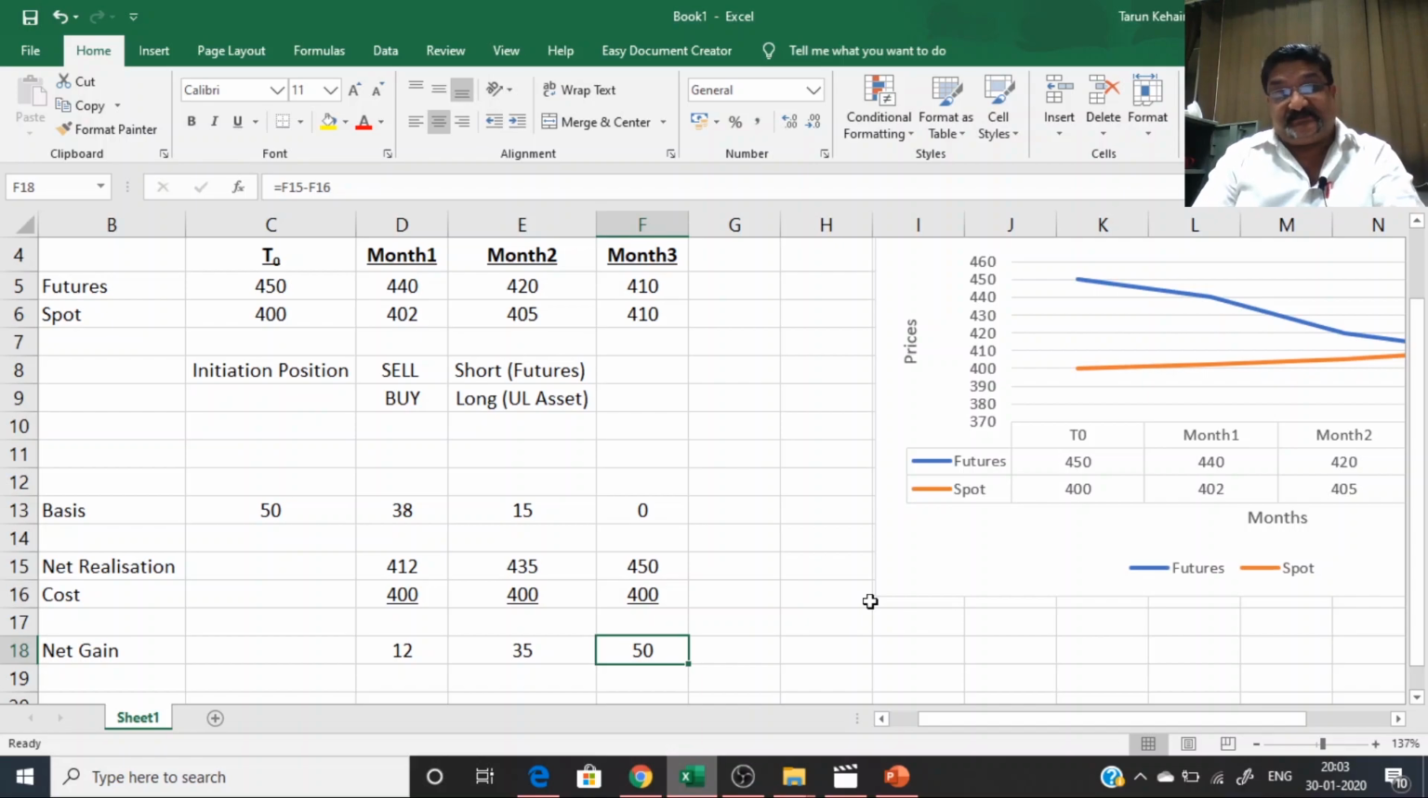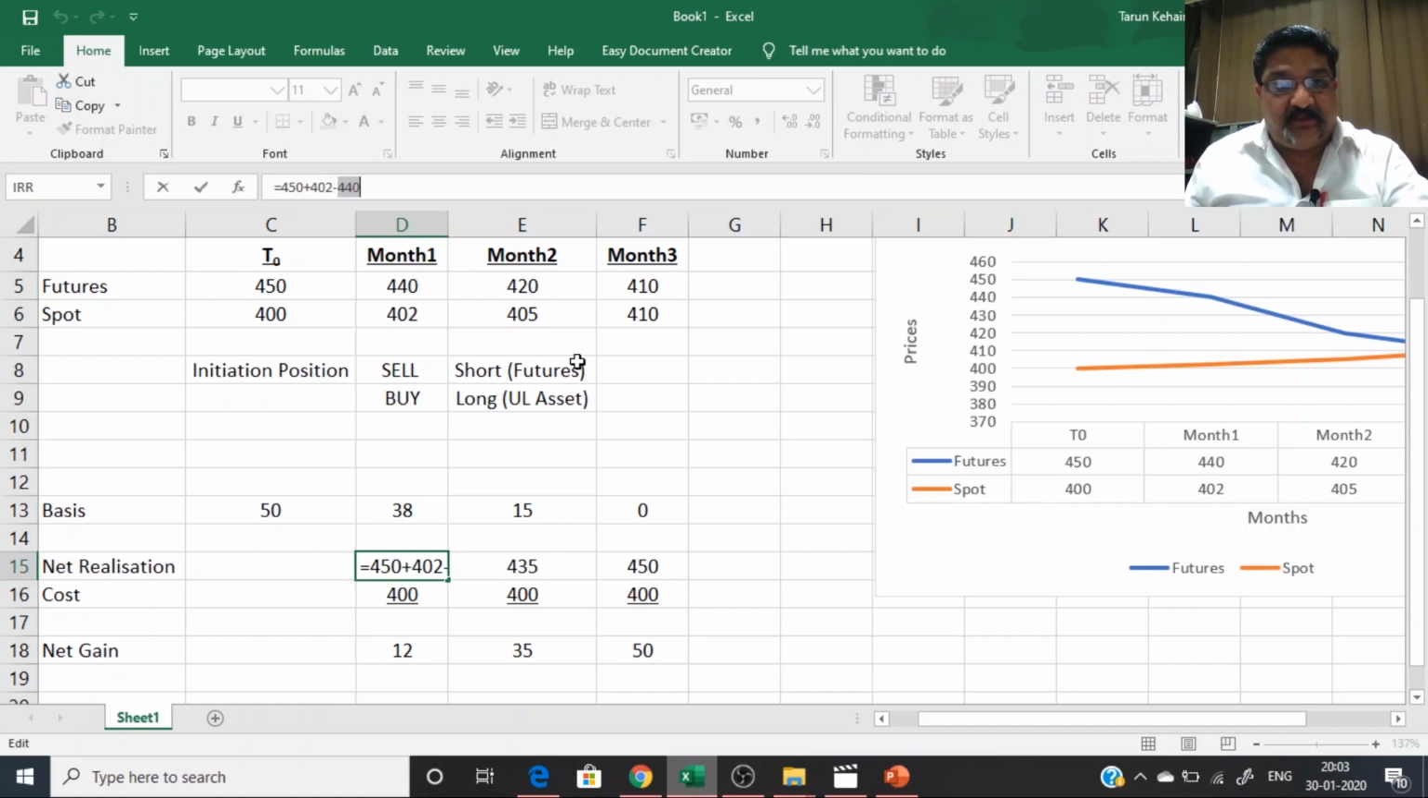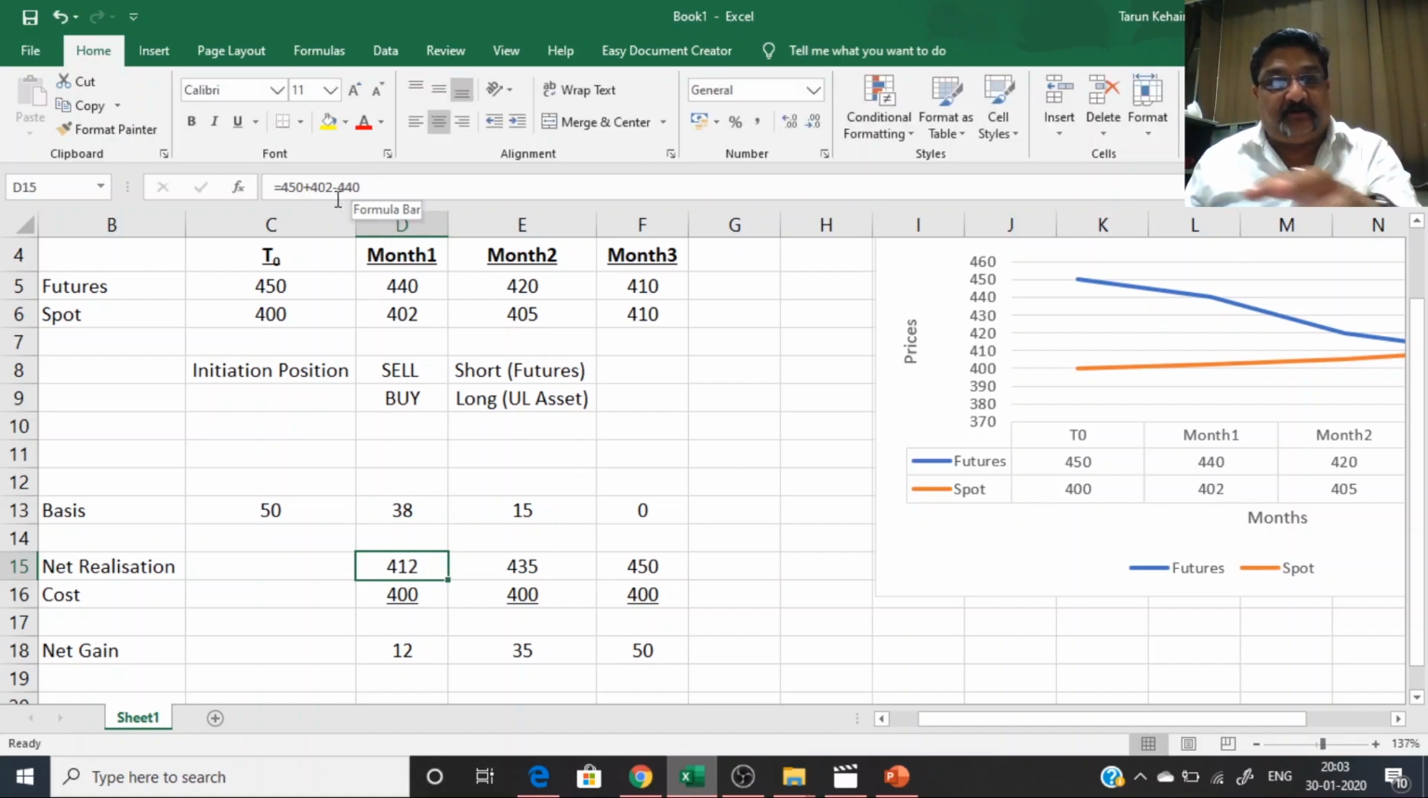Now, what is basis risk therefore? If you look at this realization, that will tell you what the basis risk is. At any point in time, the realization is equal to the contracted futures price at initiation plus the spot price of the asset at time period T minus the futures price of the asset at time period T. Depending upon the movement of the spot and the futures prices, that is what will bring about his net gain. Okay, so that is absolutely clear.